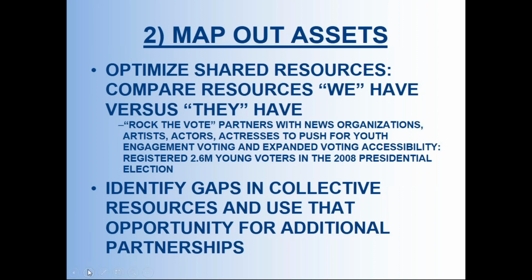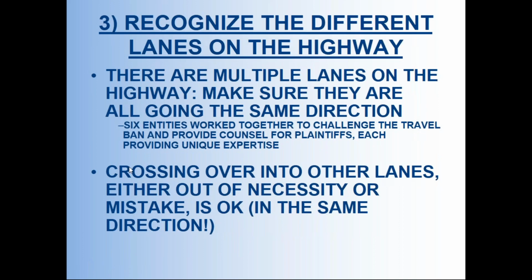If you want to figure out how you achieve that, recognize the different lanes on the highway. What do I mean? Multiple lanes on the highway, going in the same direction, though. Entities that work together to challenge the travel ban provide counsel for plaintiffs, each providing a unique expertise, all these different groups. So how does this relate?